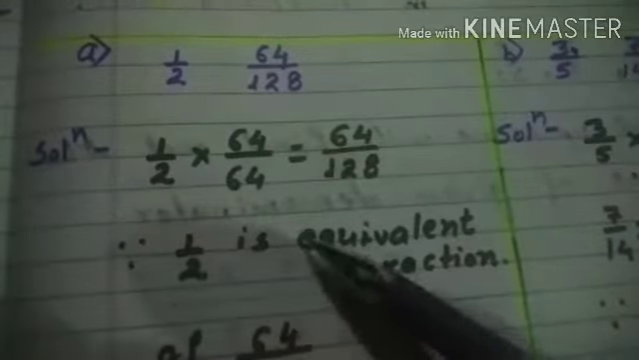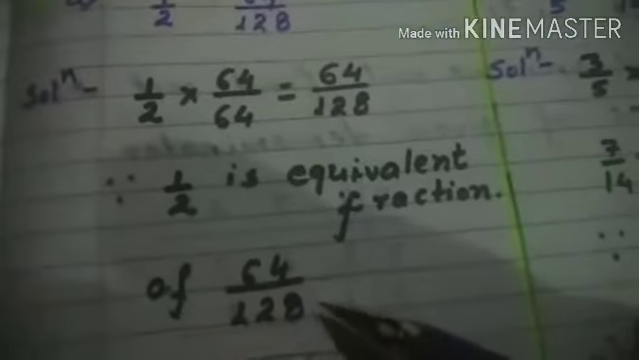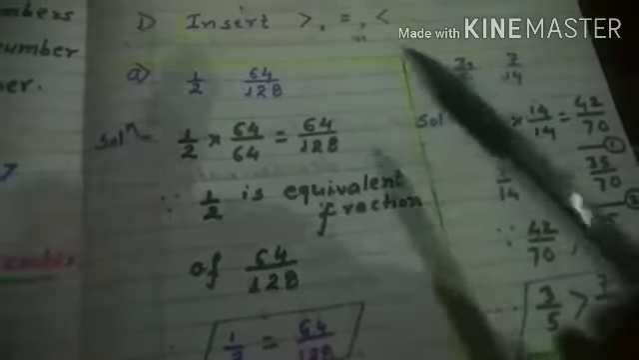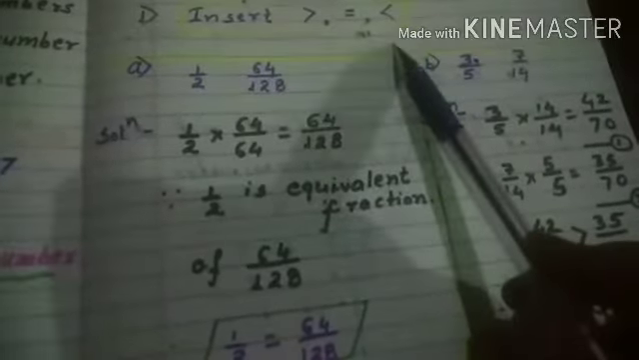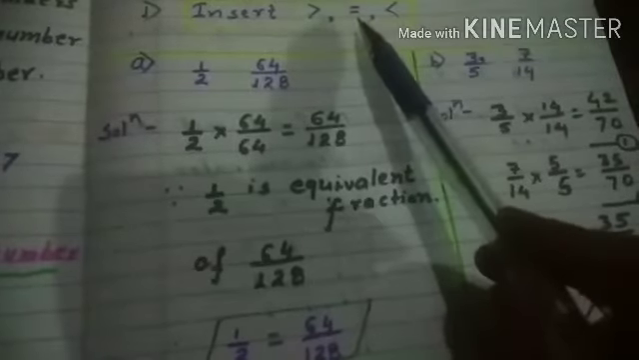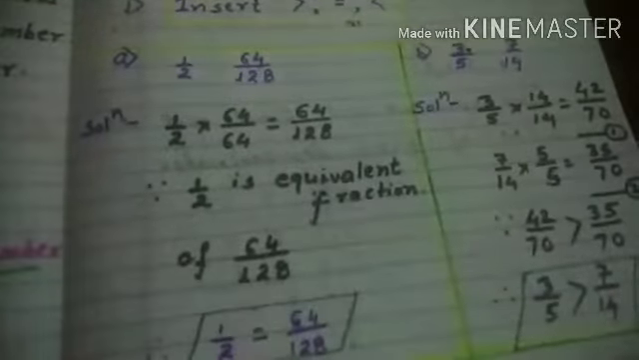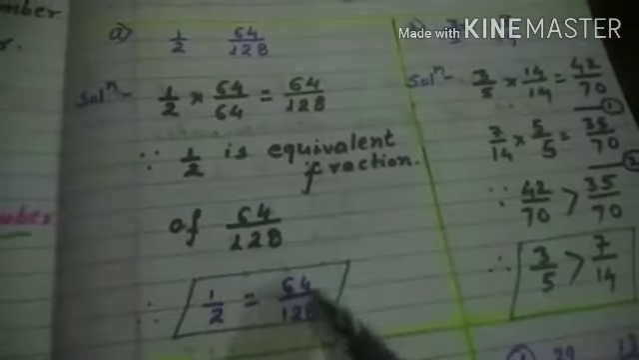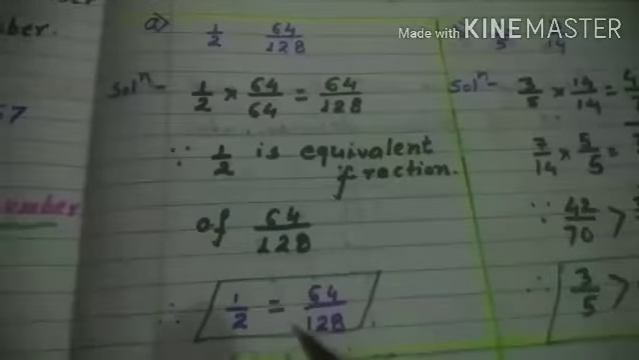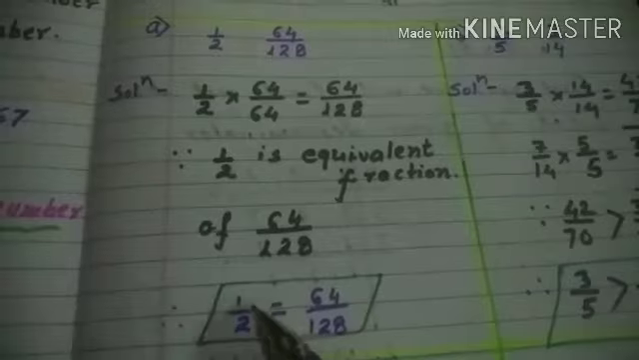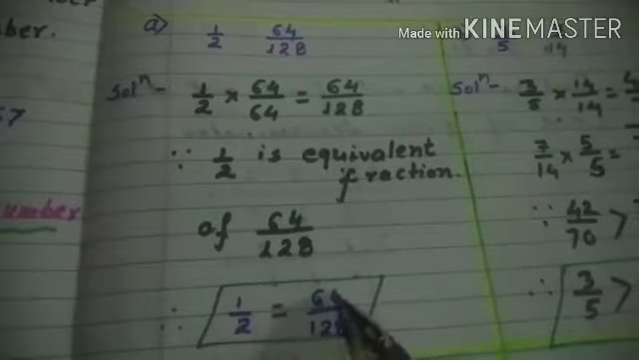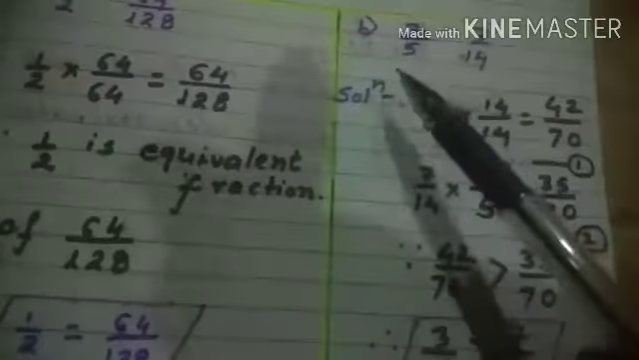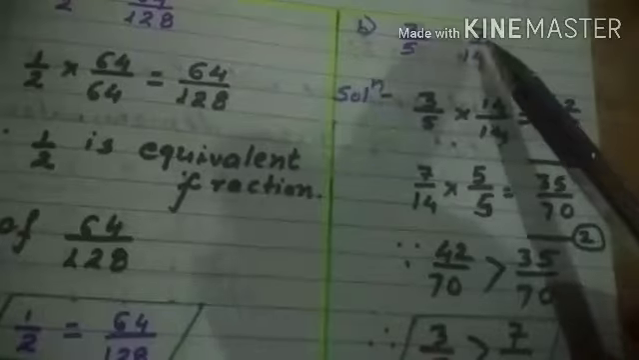Since 1 upon 2 is the equivalent fraction of 64 upon 128, we will put a sign here. Which sign will we choose? Greater than, equal to or less than? Yes, we will choose the sign is equal to. So therefore 1 upon 2 is equal to 64 upon 128. Which sign will we put here? Is equal to, because 1 upon 2 is the equivalent fraction of 64 upon 128.